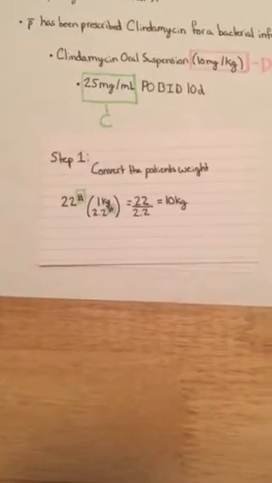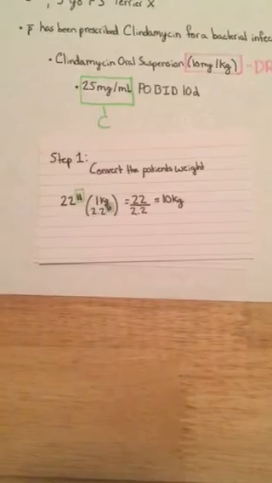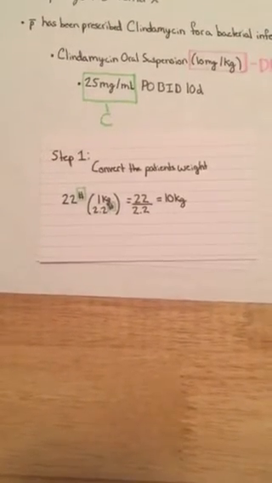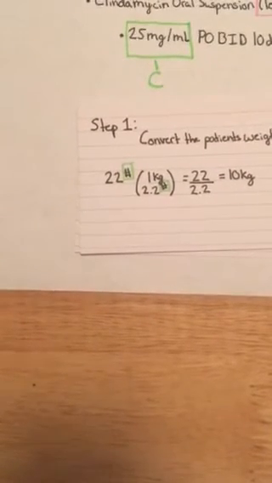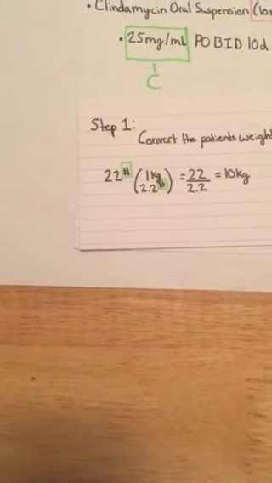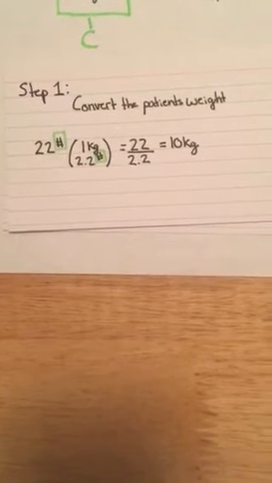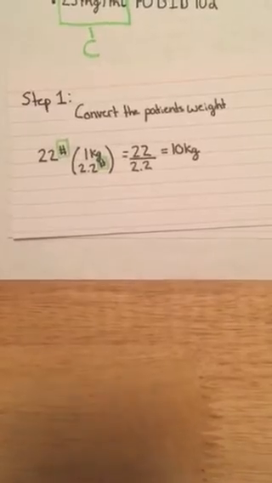The first step that we want to do is convert the patient's body weight. It was given to us in pounds and we need it in kilograms. So we're going to take 22 pounds and multiply it by our conversion factor, which is 1 kilogram is equal to 2.2 pounds. We're going to set it up so the pounds will cancel out. So we multiply the numerators, which is 22 times 1, which gives us 22. And then our denominator is 2.2. We're going to divide 22 by 2.2, which will leave us with 10 kilograms since our pounds canceled out.